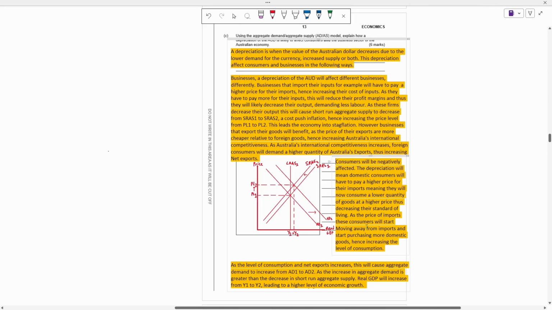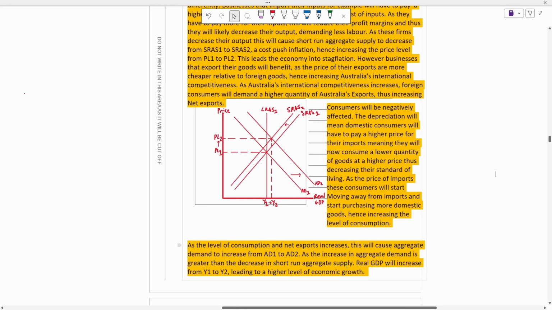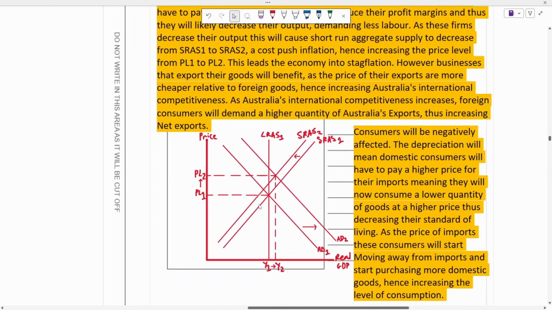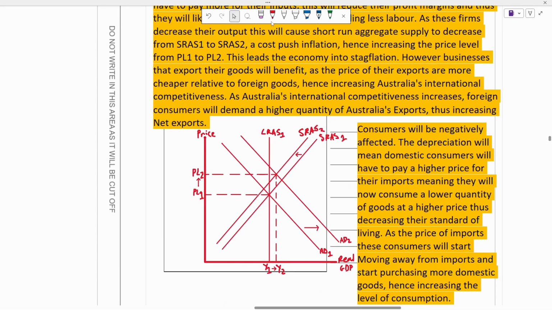This is my paragraph for consumers. And my last paragraph, I include how real GDP will increase. Now let's look at the model. So looking at the model, you can see how the increase in aggregate demand is greater than the decrease in short-run aggregate supply. So that's going to increase real GDP from Y1 to Y2.